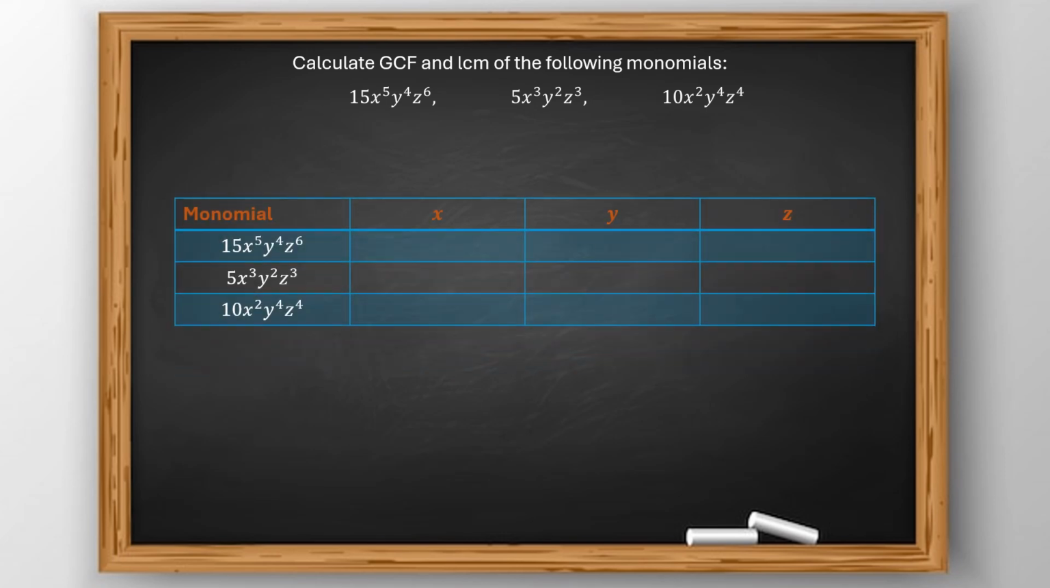So we put there our monomials, and then let's see x's, y's, and z's in the different monomials. So of course these are the values, the exponents of x in the monomials, okay? I also put x for clarity, okay? The same with y's, and the same with z.